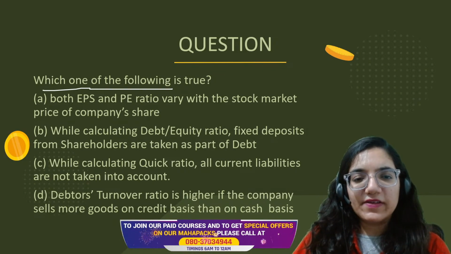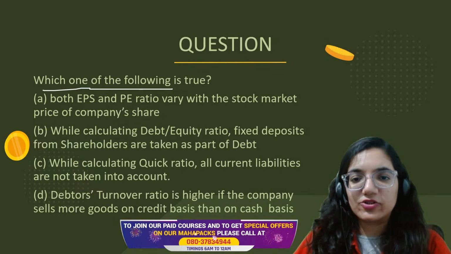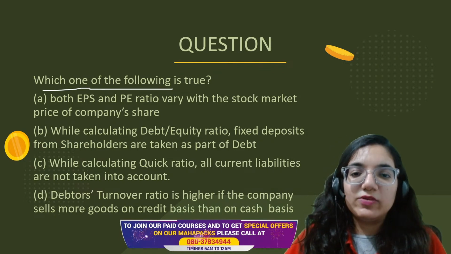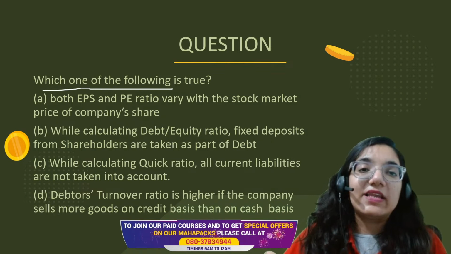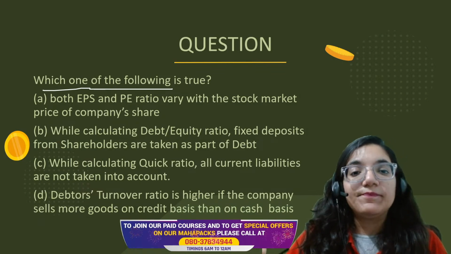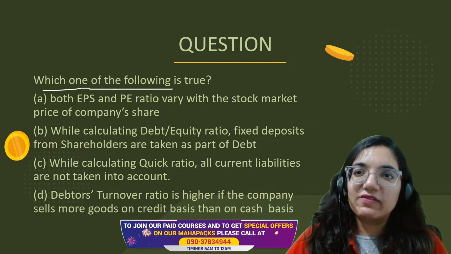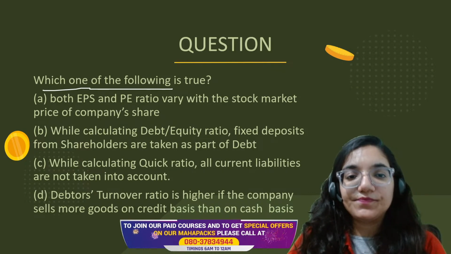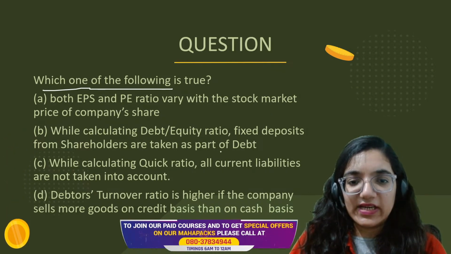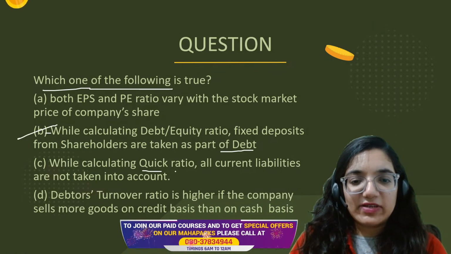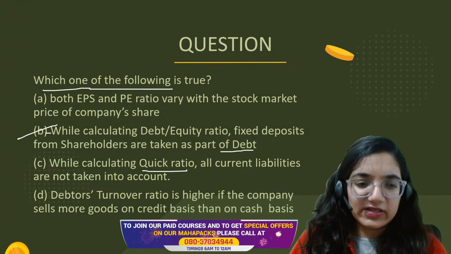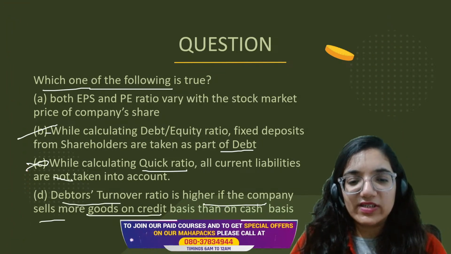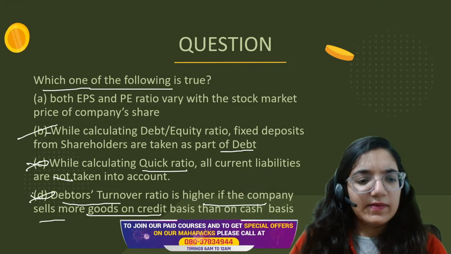Now, the next point is fixed deposits taken while calculating debt equity ratio. Debt equity would simply mean that it includes debt, that is long-term debt, and equity, which is the money given by the shareholder himself. But fixed deposits from the shareholders mean they have given a kind of loan to the organization. Fixed deposits mean long-term, more than 1 year. It should be taken as a part of debt. Yes, this one's true. While calculating quick ratio, all current liabilities are not taken? It is taken into account, so this is wrong. Debtor turnover ratio is higher if the company sells more goods on credit than on cash basis? No. There's only one correct.